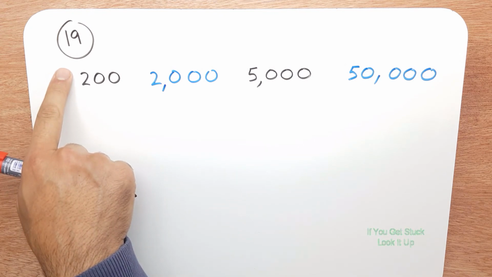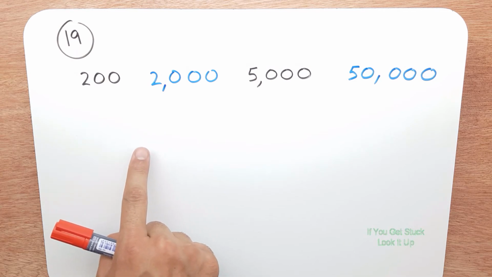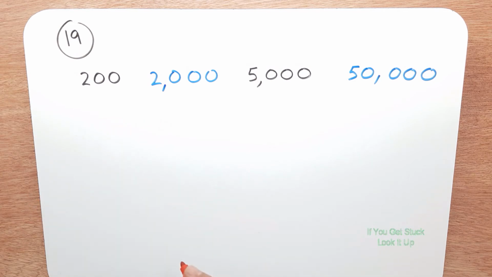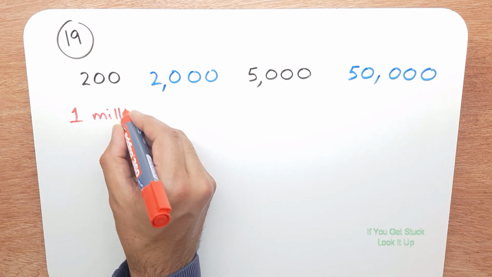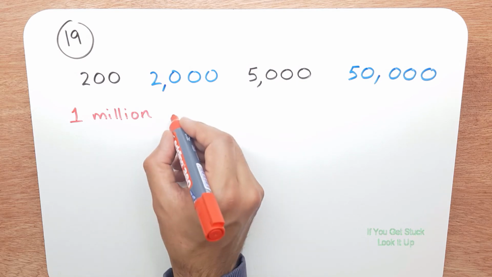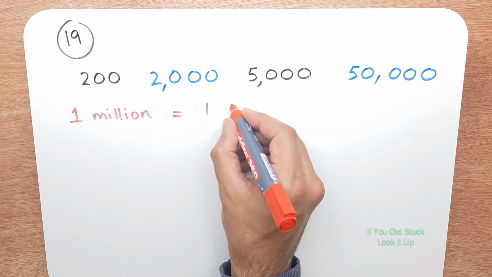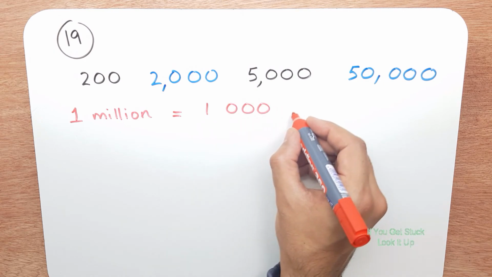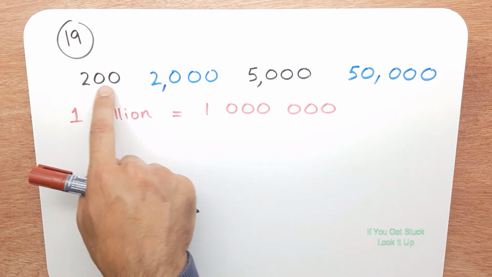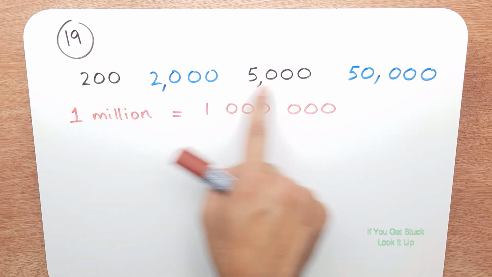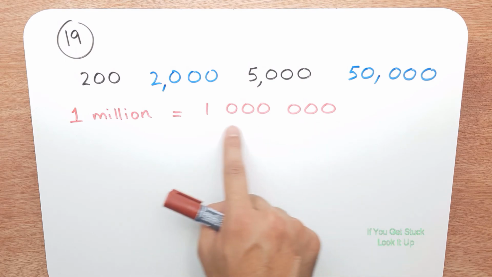In question 19, we're given 4 numbers and we're asked to multiply 2 of them to give 1 million. And you have to know 1 million is 1 and 6 zeros. So 1, 2, 3, 4, 5, 6. So what we can do is try multiplying these numbers and find out how many of them will give 6 zeros.